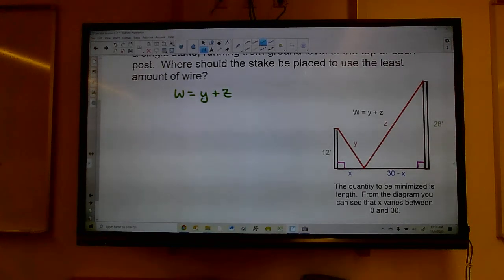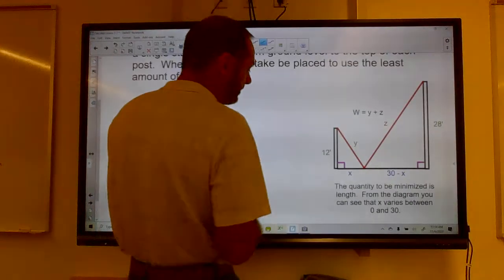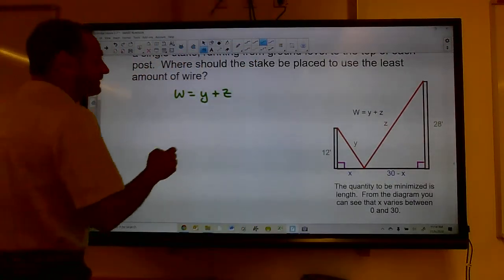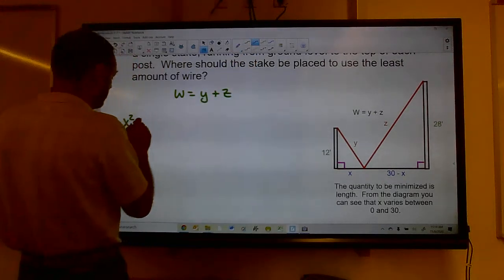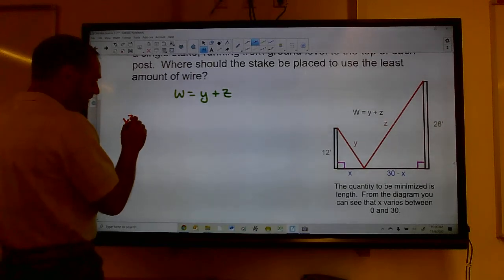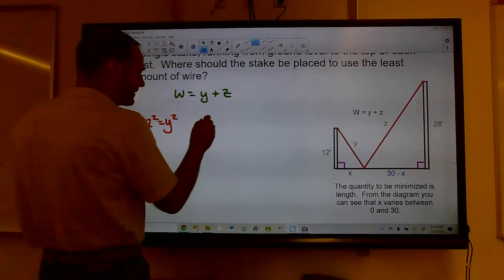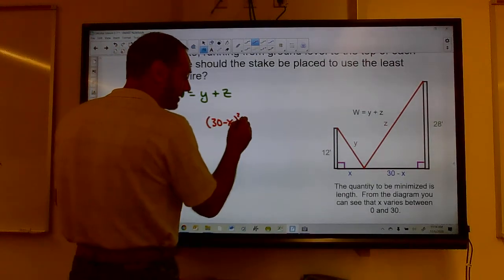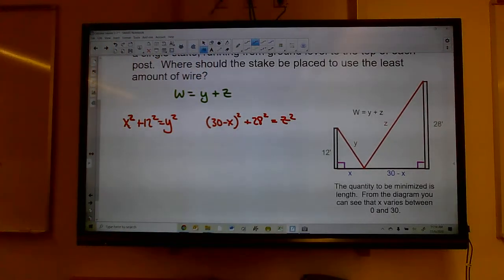Now I want to get these down to a single variable. I don't want to use y, and I don't want to use z, so I'm going to turn it into an x. Now, there's going to be a lot of algebra in this problem. So the first thing I know is I'm going to use the Pythagorean theorem on this because these are right triangles. So I know that x squared plus 12 squared equals y squared. And I know that 30 minus x squared plus 28 squared equals z squared by the Pythagorean theorem.